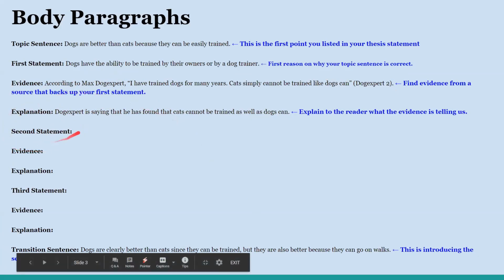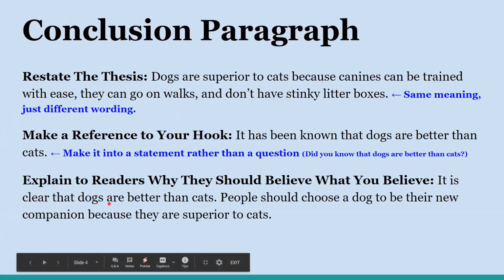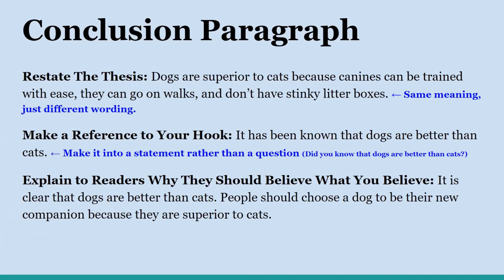Then you go into your second statement, evidence, explanation, do another transition, third statement, evidence, explanation, and then transition to the conclusion paragraph. So with the conclusion paragraph, it'll be your last paragraph. And that'll be either with a 3 paragraph essay or a 5 paragraph essay. You will always have an introduction paragraph and a conclusion paragraph.